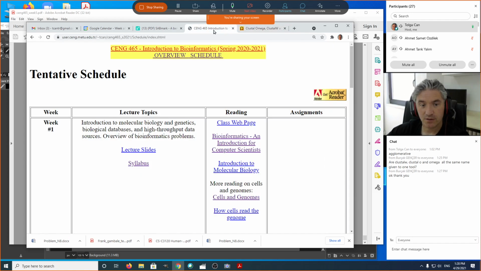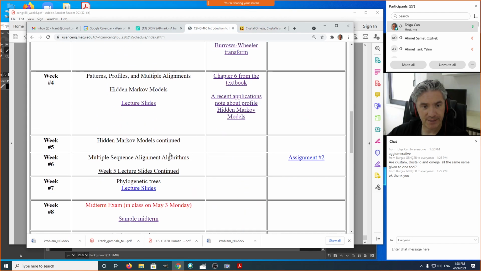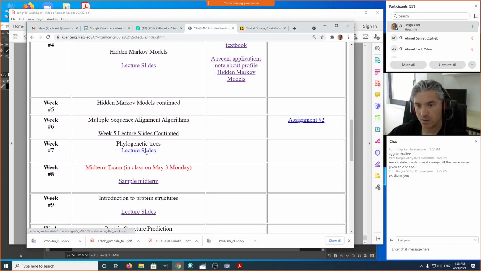All right, so after the midterm exam, we are going to continue with phylogenetic trees, where we are going to cover guide tree building algorithms: neighbor joining and UPGMA.